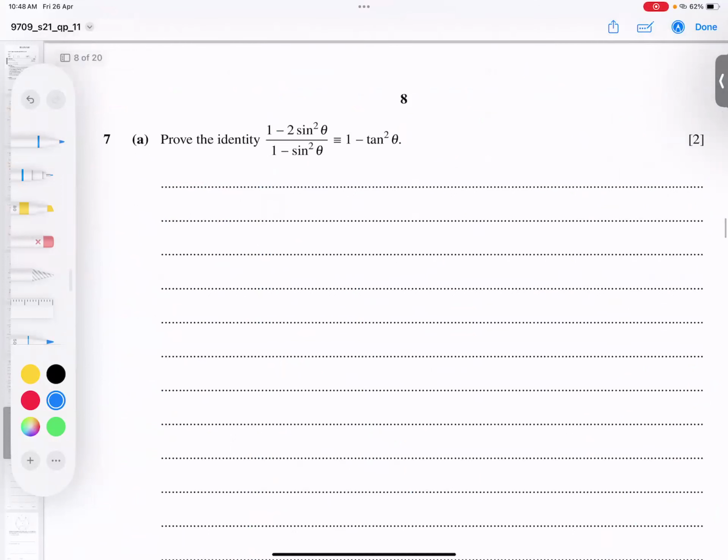Question number 7. Prove this identity. So, left to right or right to left? But I think going from the bigger expression to the smaller is easier. So let's apply it. What is the technique to start? Because I'm looking for tan, sine by cos, I have two options. Either replace sine square, but I think this is the better approach: here I can replace 1 with sine square plus cos square.